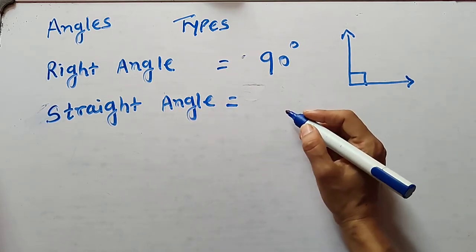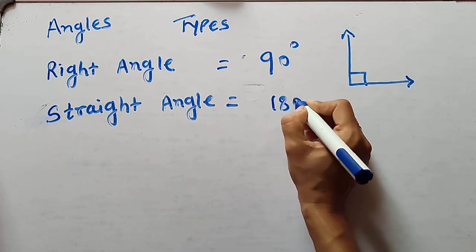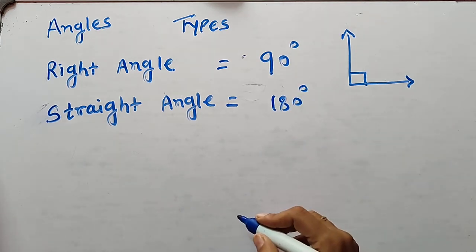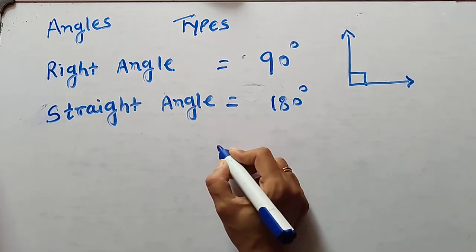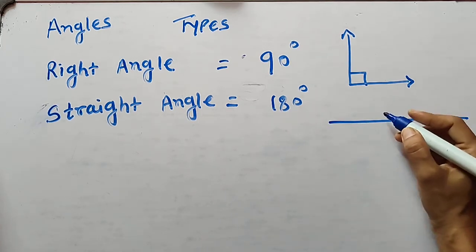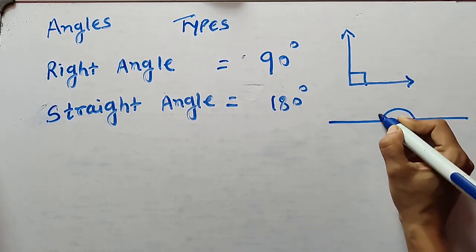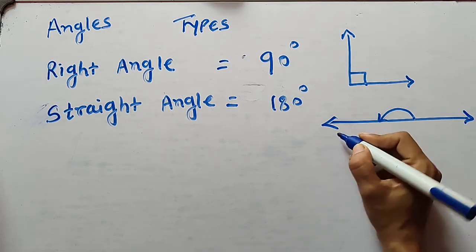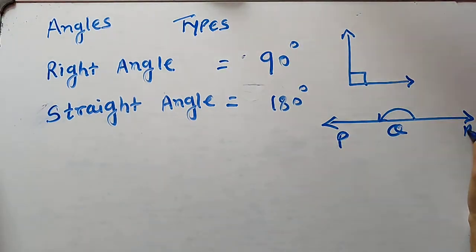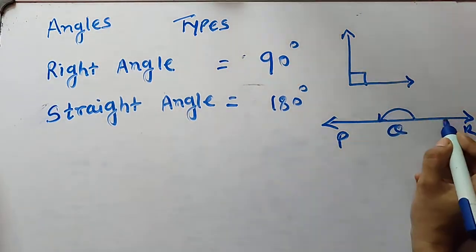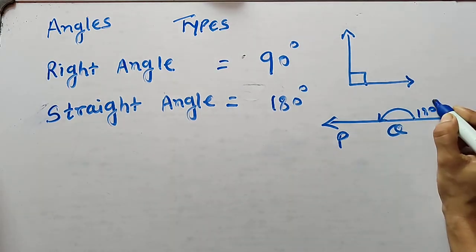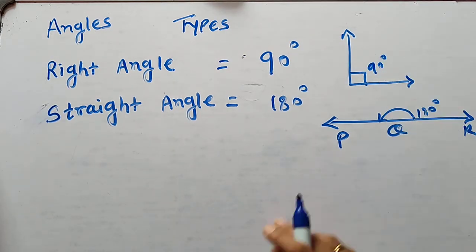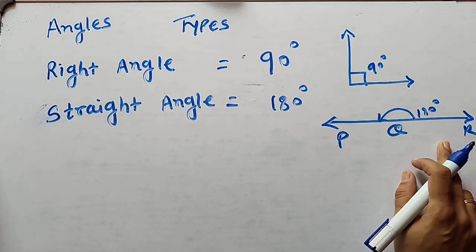Straight angle means an angle measuring 180 degrees. A 180 degree angle is called a straight angle. The name already says it: a straight angle. See, this is a 180 degree angle, and this is a 90 degree angle. This type of angle is called a straight angle.